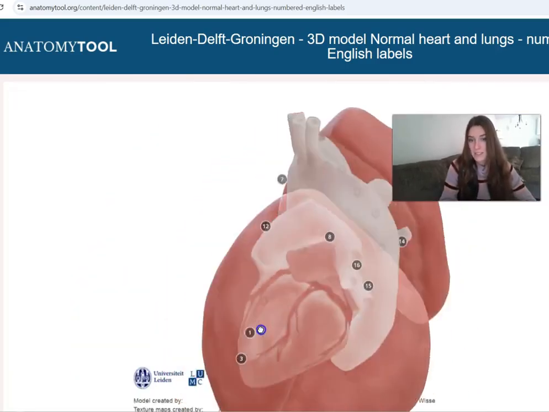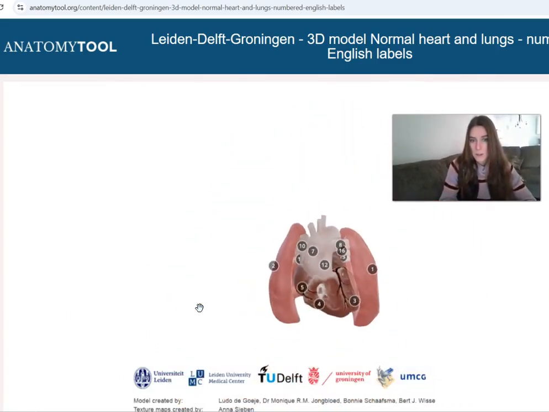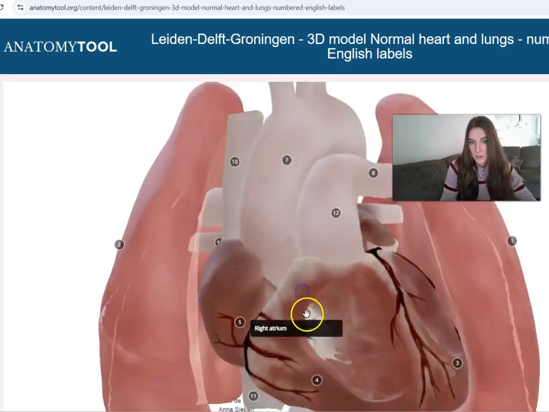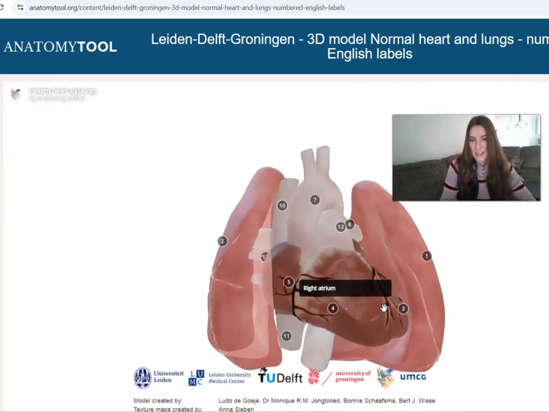What's really cool about this is that you can see it as a 3D model, so you could turn it all around. And as we go through the different structures, we are able to click on the numbers. It'll tell you what that structure is. So it is a very, very useful tool to have as you are studying anatomy.